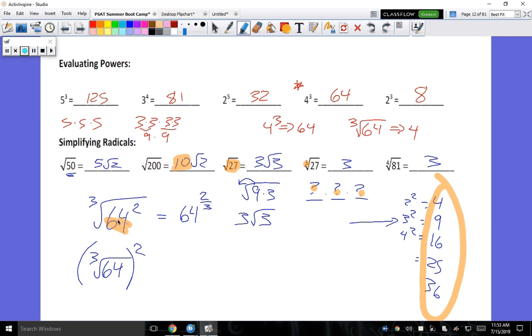Guys, would you rather square 64 and then try to cube root that? No, I wouldn't either. But can we cube root first? What is the cube root of 64? 4. And then square it? 16. Done. Stress on manipulations and stress on order with multiplication doesn't matter.